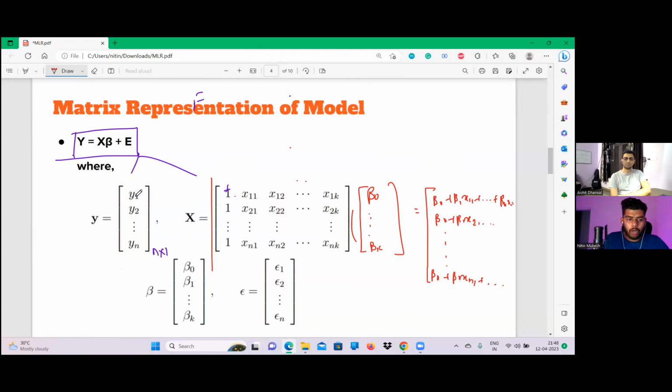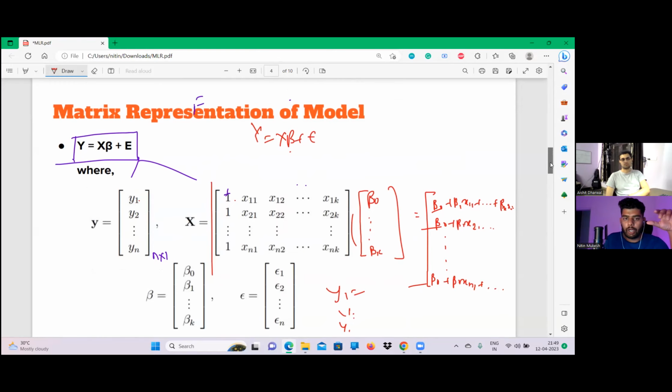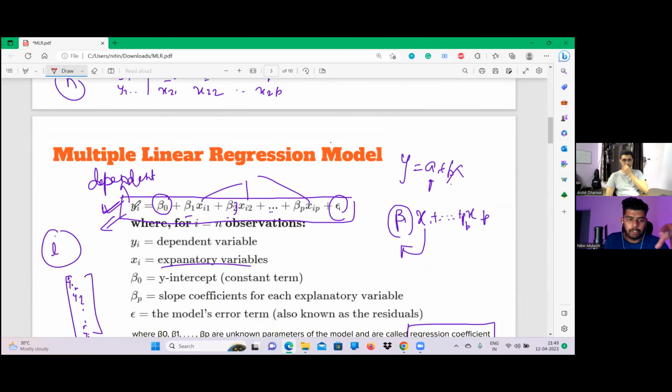Now we have y is equal to x beta plus epsilon, so we add epsilon. Then your entire model becomes y1 is equal to this term, y2 is equal to this term, and yn is equal to similarly this term. So this is what we started with in the initial part, generally denoting the indexing with i, where i is from 1 to n because we have n rows in our data.